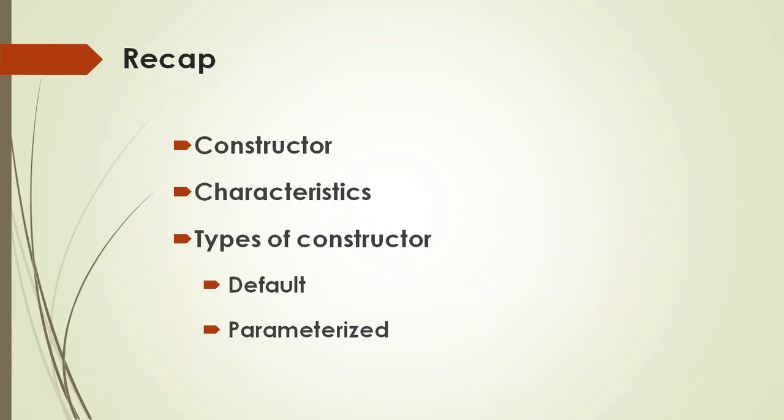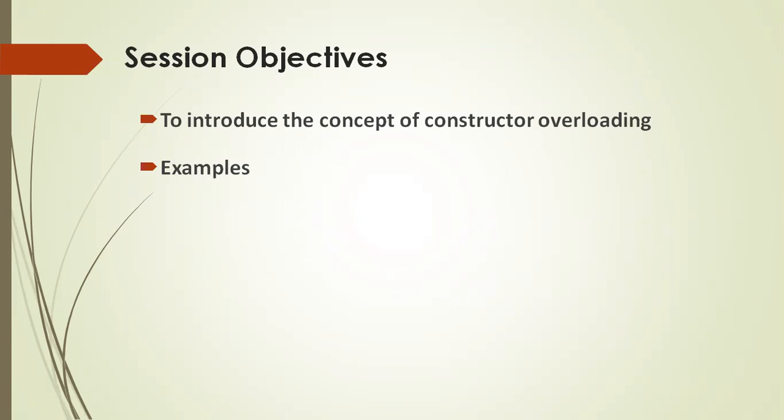Parameterized constructor: a constructor with at least one argument. Some of the other types of constructors are the copy constructor. A copy constructor is used to copy the data of one object to another object. Anyway, I'm going to explain the concept of copy constructor in my next session. In today's session, I will introduce the concept of constructor overloading and also illustrate how constructors are overloaded in C++ with some simple example programs.